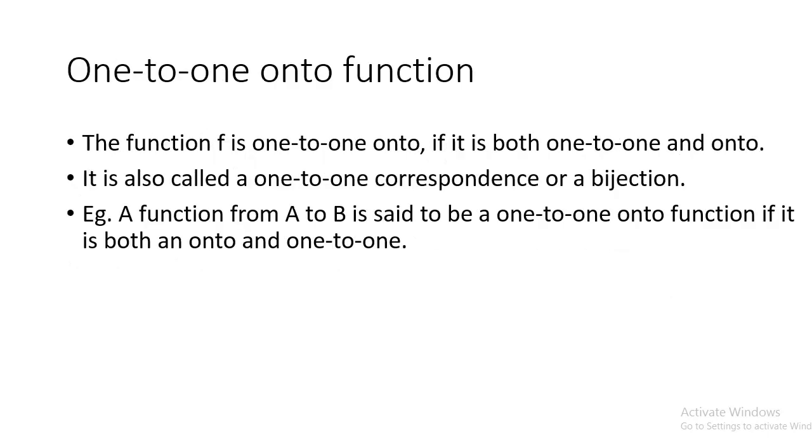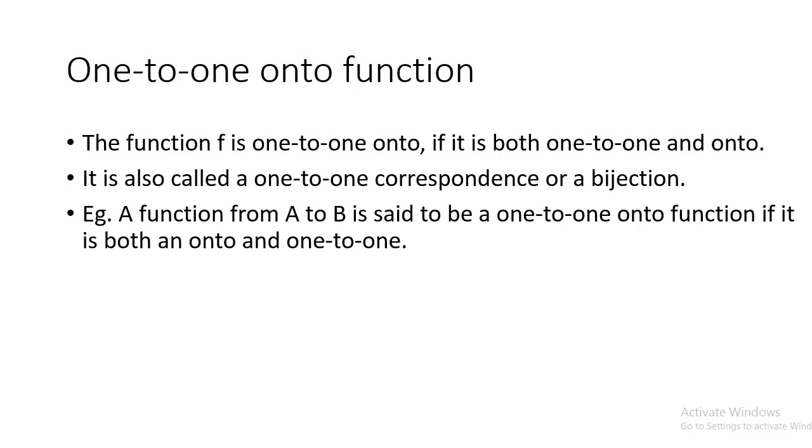Next, the third type of function is called a one-to-one and onto function. From the name itself you can understand what this type of function is. This function is nothing but the combination of both these functions, that is, one function is one-to-one and the second is the onto function. The combination of one-to-one and onto we can call one-to-one onto.